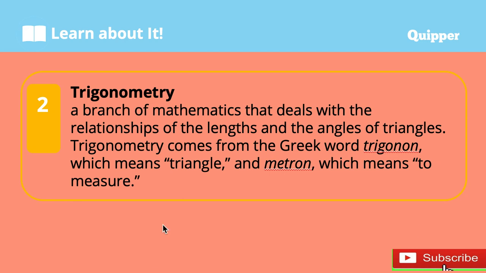Let's define what is trigonometry. It is a branch of mathematics that deals with the relationships of the lengths and the angles of triangles. Trigonometry comes from the Greek words trigonon, which means triangle, and metron, which means to measure.